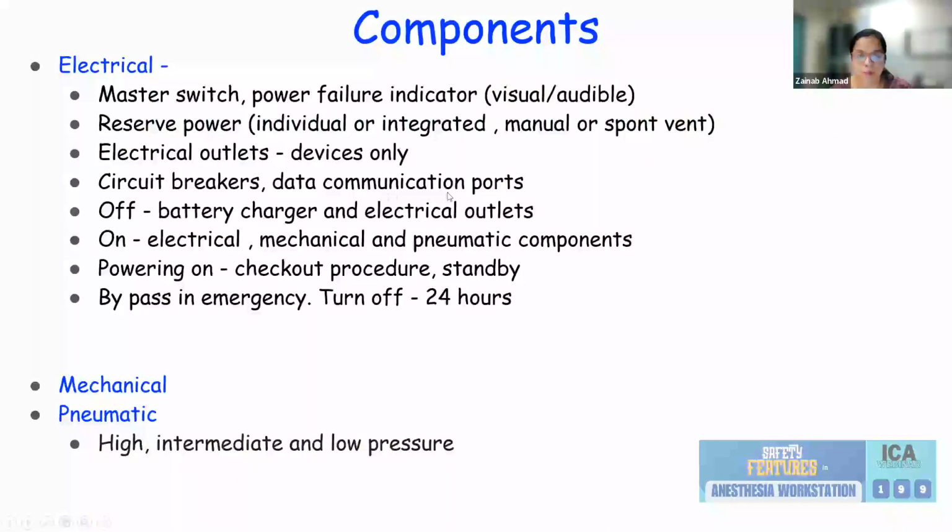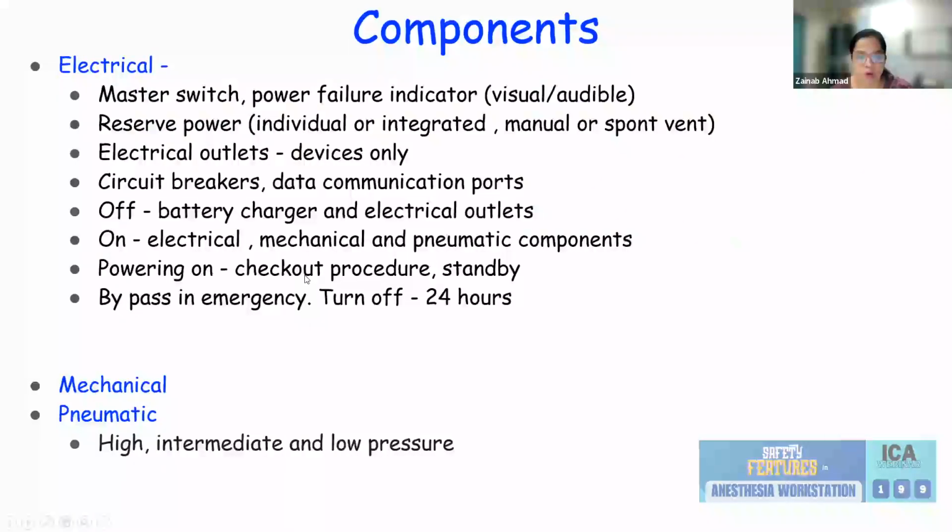Then we have circuit breakers and data communication ports. Again, they are present at the back of the machine. In the off state, even when the master switch is off, the battery charger and the electrical outlets are functional if your machine is on charge mode. Once you power the machine on, the electrical, mechanical, and pneumatic components get activated.